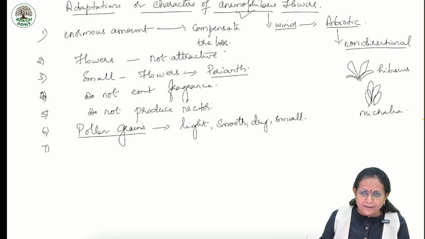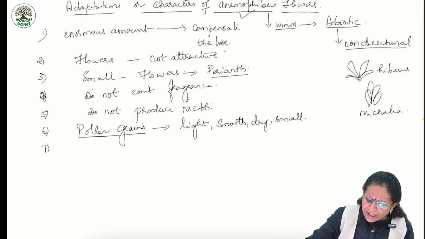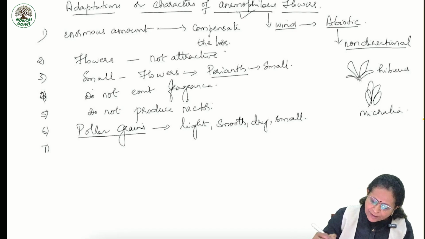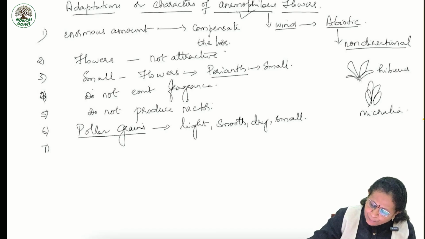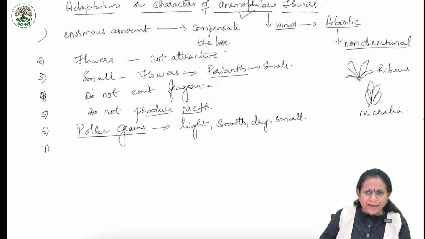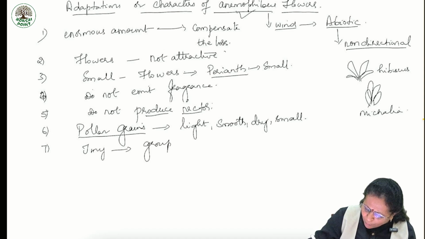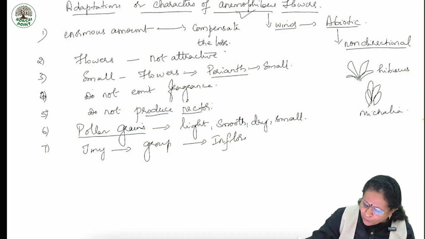Here we say the perianth is also very, very small. So flowers are small, non-attractive, and they show perianth which is very small. They do not emit fragrance, they do not produce nectar. Because the flowers are very small, tiny, they group together to form an inflorescence.